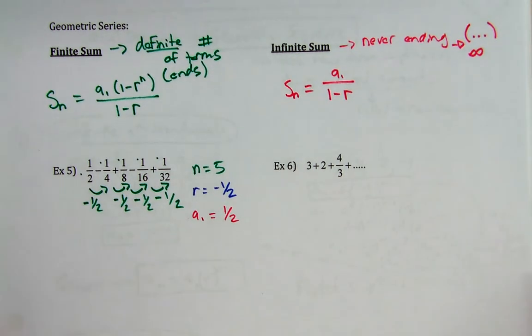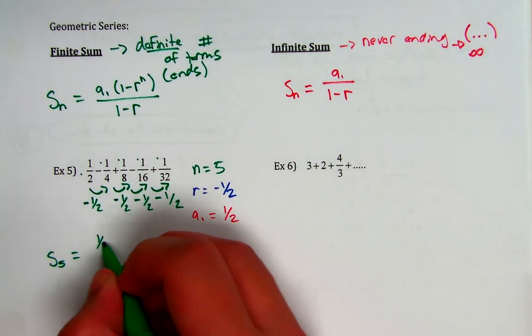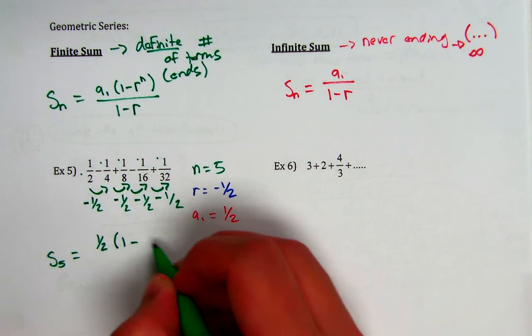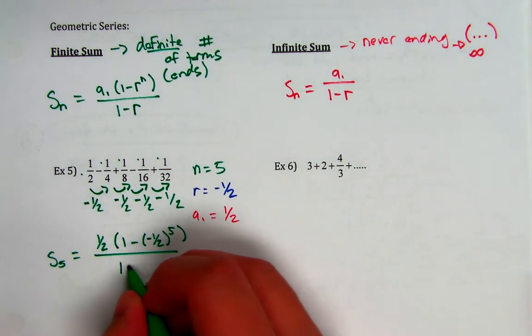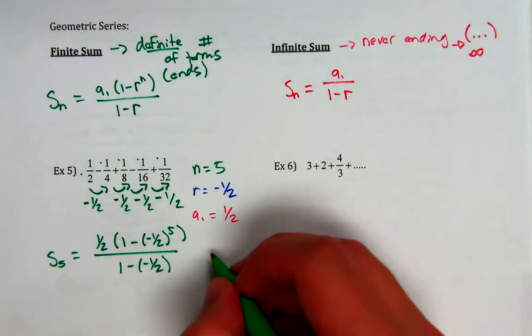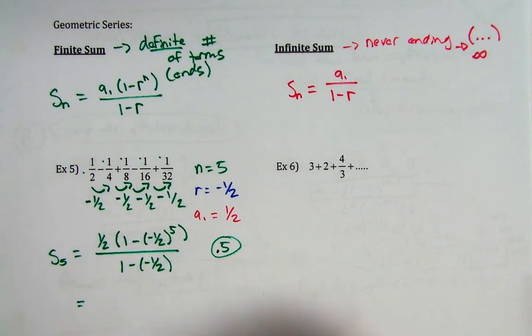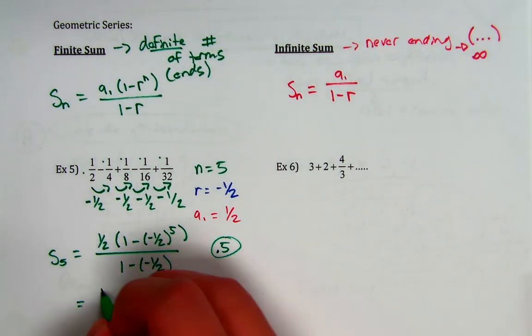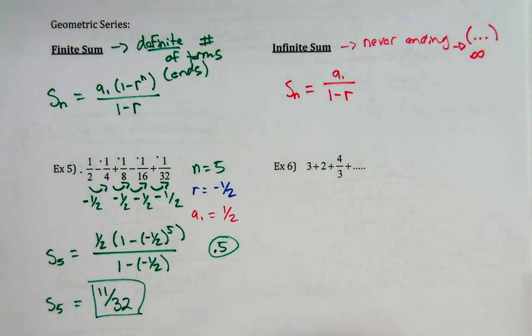So let's put that in the formula. Sum of 5 terms equals a1, 1/2, times 1 minus the negative 1/2 raised to the 5th power, all divided by 1 minus negative 1/2. I highly recommend in your calculator using 0.5 as the decimal instead of putting 1/2 in. If you were to put that in your calculator, you would end up with 11 over 32 as the sum of the 5 terms.